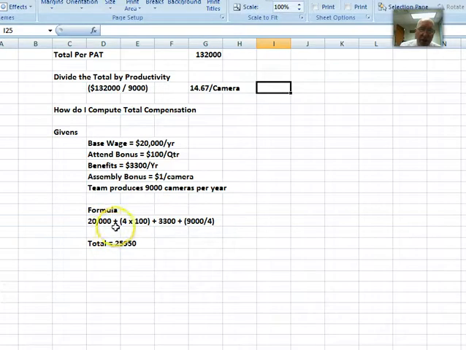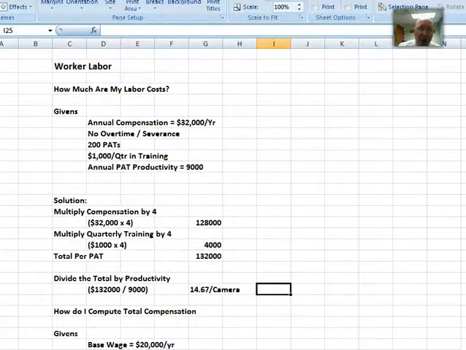So now I take my $20,000 base wage, I add to that my attendance bonus per quarter, so that's the 4 times 100, the cost of their benefits, and then for the assembly bonus, they assembled 9,000 cameras. However, there are 4 members, so they have to split that bonus equally, so I divide the 9,000 by 4, and that total is $25,950. And then you can see that would fit right back up here as part of the calculation for my total annual compensation.